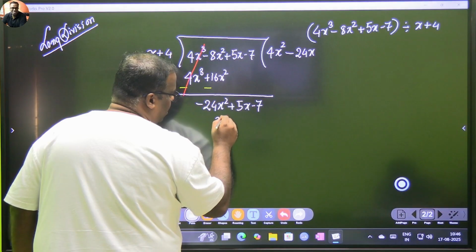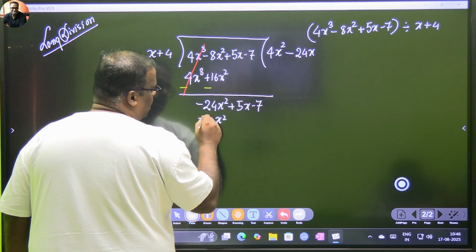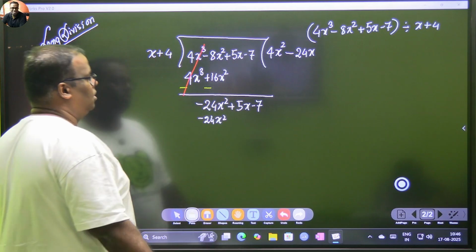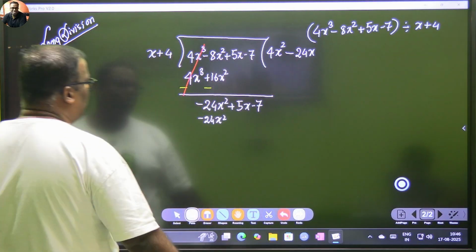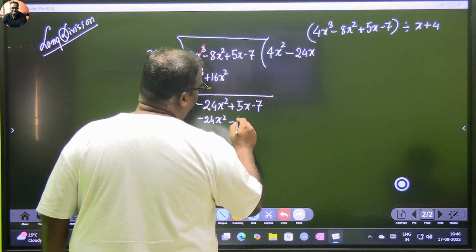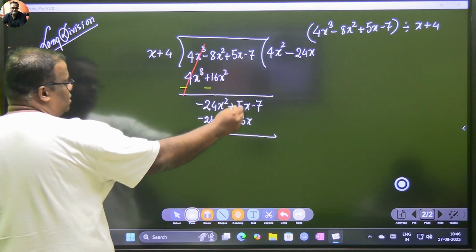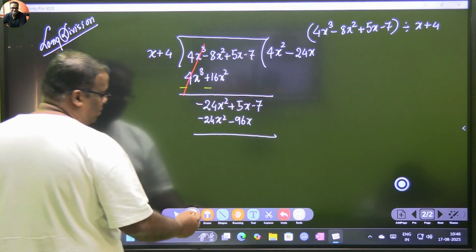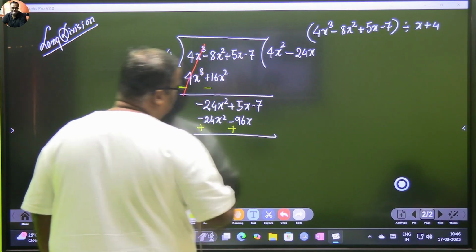X square. Positive 1 into negative 24 is negative 24. That's how I have matched it. Agreed? 4 multiplies with 24. 4 into 24 is how much? 96. So it is a negative 96x. Again, plus red is below the red is. Swap the sign. How do you swap it? Minus becomes plus, minus becomes plus.